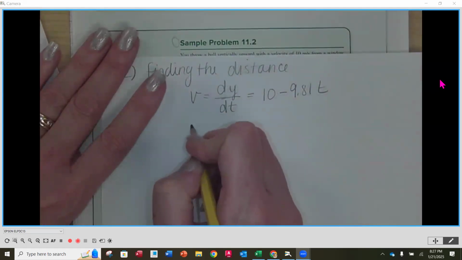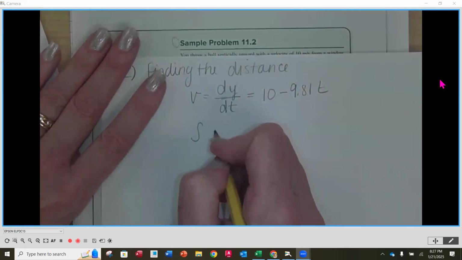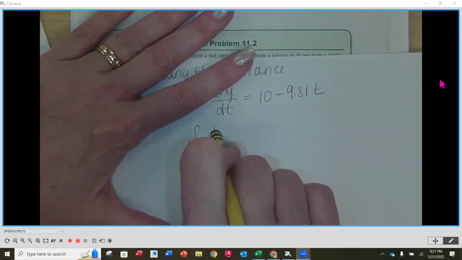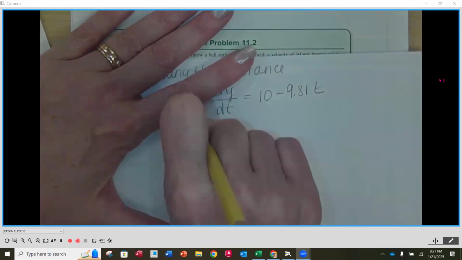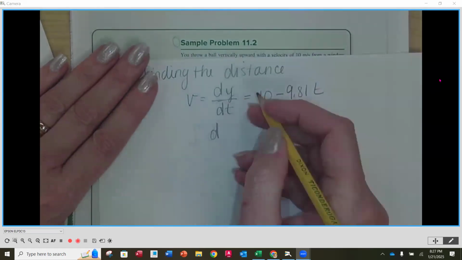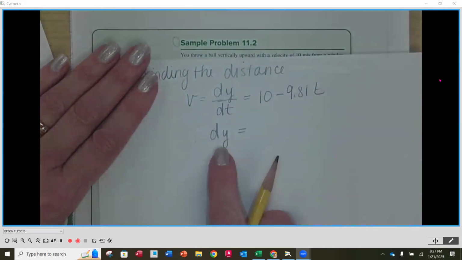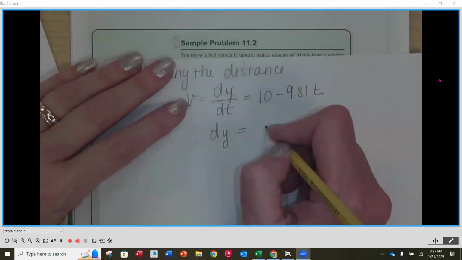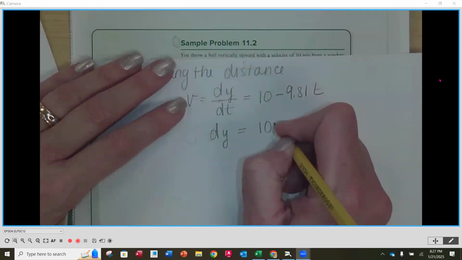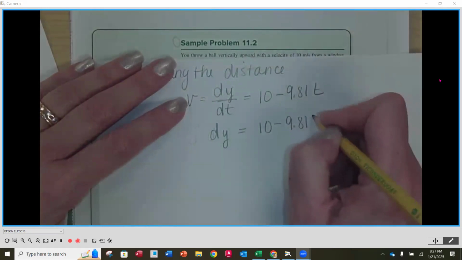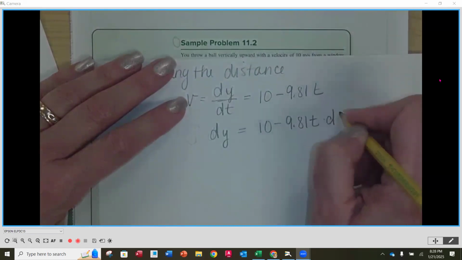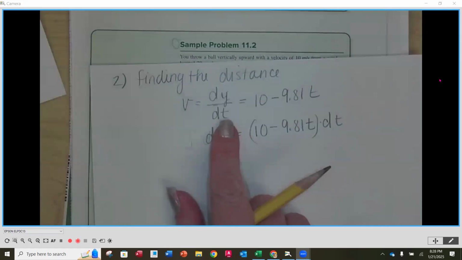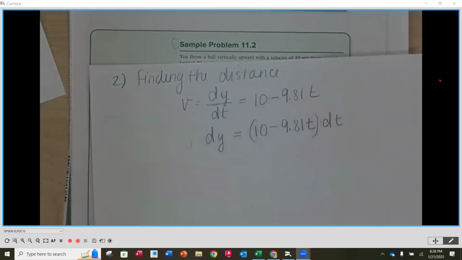Now we're going to take the integral. So it's going to be the integral of, oh, I'm sorry. I'm going to rearrange first. I'm not taking the integral yet. So it's going to be dy is equal to, because I want to get the y by itself, because I want to solve for that vertical distance, 10 minus 9.81 t, and then times dt. Okay. Because I'm taking the dt and multiplying it up.